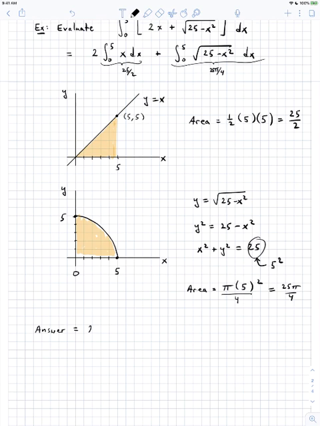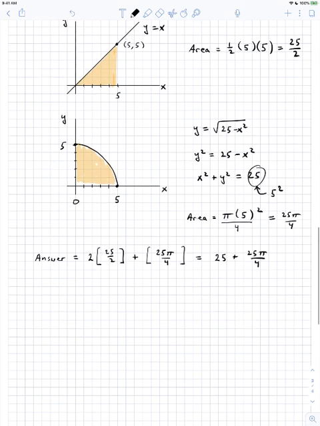So in that case, our answer is the sum of these two things. So it's 2 times the definite integral from 0 to 5 of x dx, which is 25 over 2, plus the definite integral from 0 to 5 of the square root of 25 minus x squared dx, which is the area underneath the quarter circle, which is 25 pi over 4. And of course, you can simplify this as 25 plus 25 pi over 4.